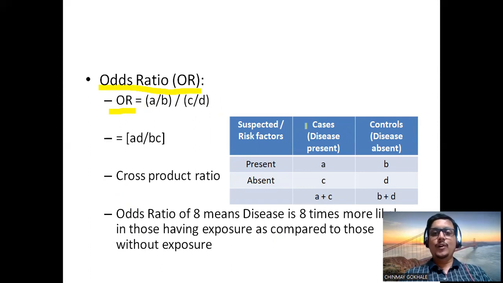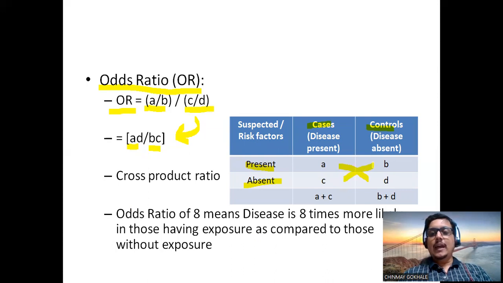So again, before we go to formula, this standard table, cases and controls in columns, risk factor present and absent in rows, the standard A, B, C, D. So the odds ratio is given by A upon B whole divided by C upon D. You do some mathematical rearranging and you will get that this odds ratio is equal to A into D whole upon B into C.